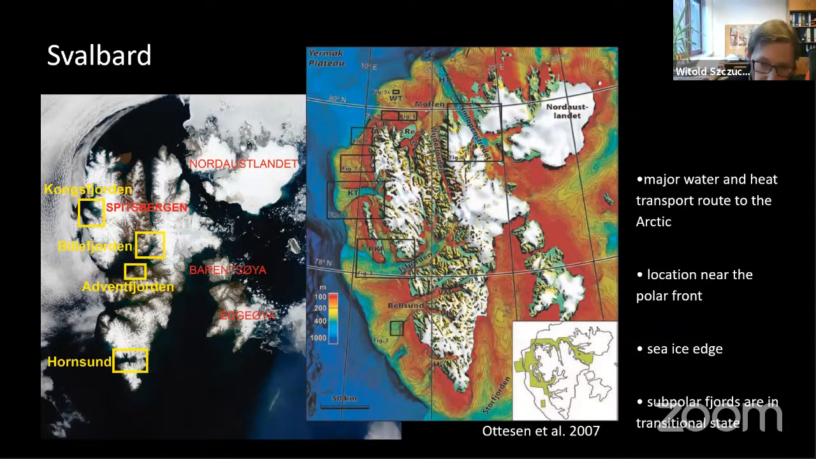From the point of view of why we are so interested in it, I would like to mention also a location near the polar front, as the eastern part is swathed by the East Spitsbergen Current carrying cold Arctic waters, while along the western coast we have warmer Atlantic waters. The sea ice edge is usually also just next to Spitsbergen Island, and the fjords are in a kind of transitional state. Because of the glacial recession, they come from tidewater glaciers and are tidewater glacier dominated, fed by meltwater rivers coming from the glaciers more inland.